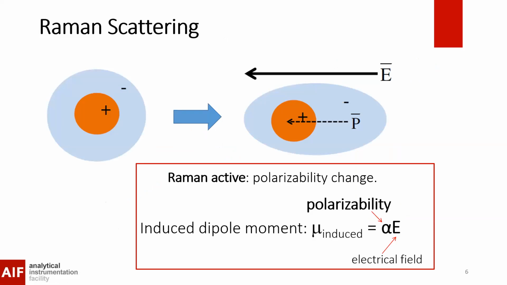To be Raman active, the atomic bond needs to show a polarizability change. So when an electric field is applied, an induced dipole moment occurs, and the higher the polarizability is, the higher the induced dipole moment is, and in the Raman spectrum, the higher the intensity of the peak.